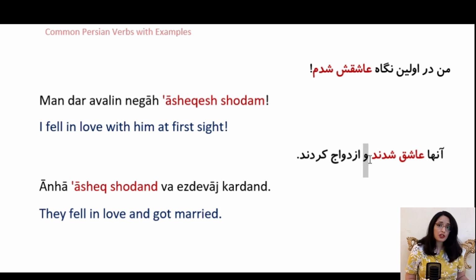Here, instead of عاشق شدند و ازدواج کردند, I said شدند و. Also, in spoken Persian, I omit the D sound. I said ازدواج کردن, I didn't say کردند. آنها عاشق شدند و ازدواج کردند. Or I can also omit the D sound in شدند. I could say عاشق شدن و ازدواج کردن. Both ways are correct. You can choose whichever is easier for you.